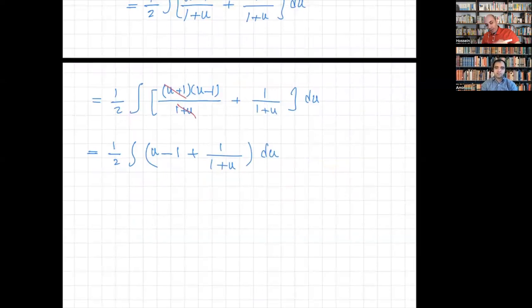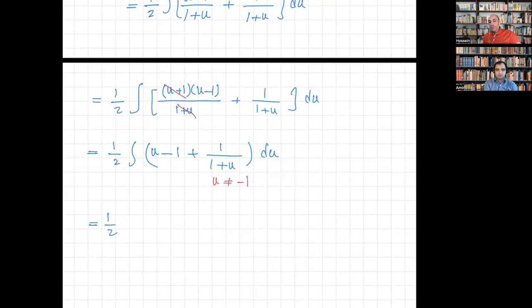And u cannot be -1, because for the second term we would have 0 in the denominator, and because of that we can cancel out 1 plus u in the first term. Yeah, that's a good point. You cannot be -1 because then the fraction is going to be undefined. And from here, the first term in the integral is easy.